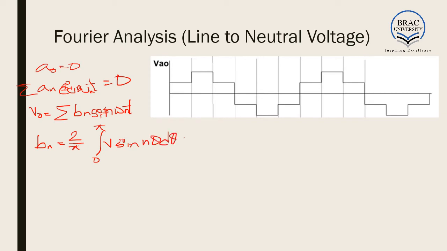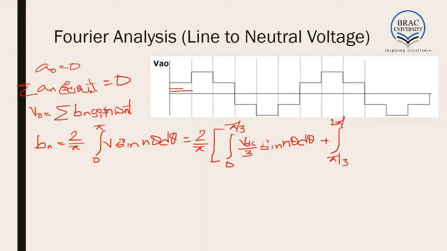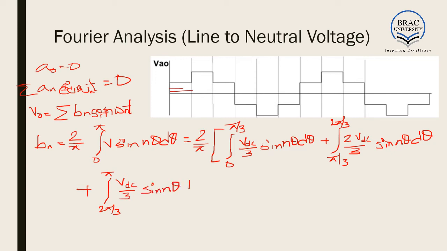By modifying it, we will get 2 by pi times: the integration from 0 to pi by 3 of VDC by 3 sin n theta d theta, plus the integration from pi by 3 to 2 pi by 3 of 2 VDC by 3 sin n theta d theta, plus the integration from 2 pi by 3 to pi of VDC by 3 sin n theta d theta.